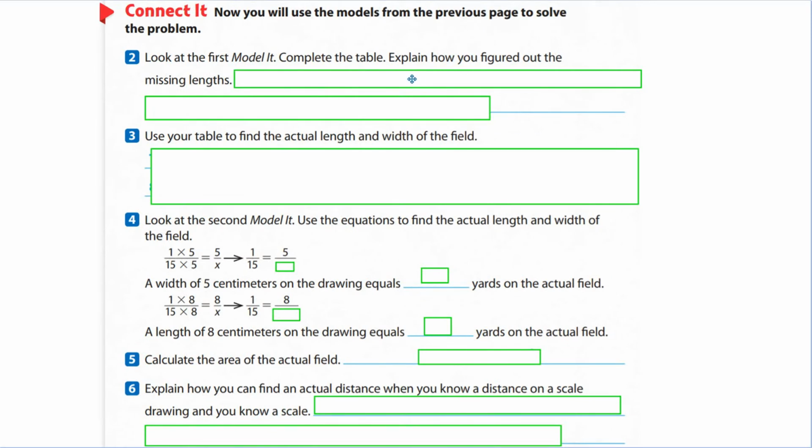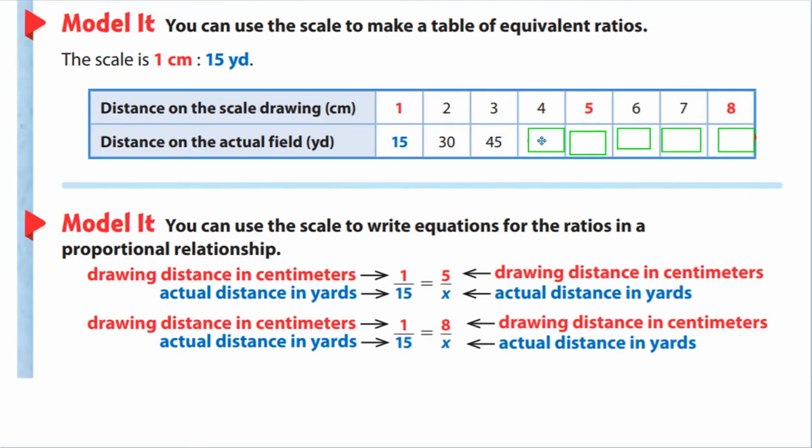Let's look at question 2. Look at the first model and complete the table. Before we explain how you figured out the missing length, let's look at the completed table. So hopefully for 4 you got 60. For 5 you got 75. For 6 you got 90. For 7 you got 105. And for 8 you got 120. If you did not get that, here are the answers. And try them out.